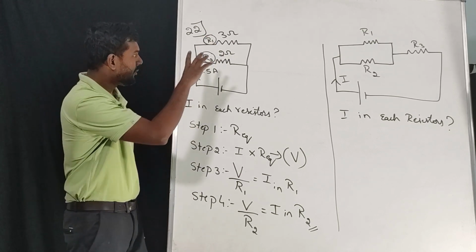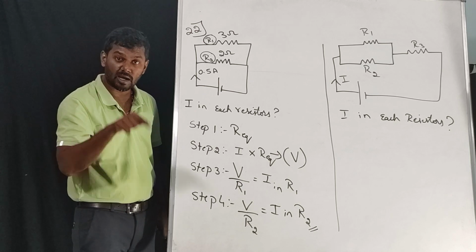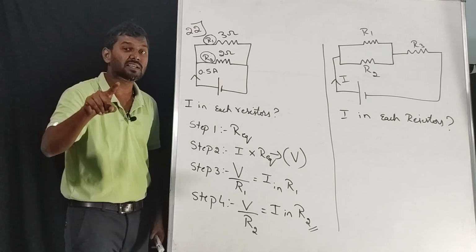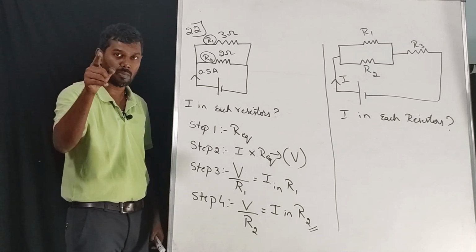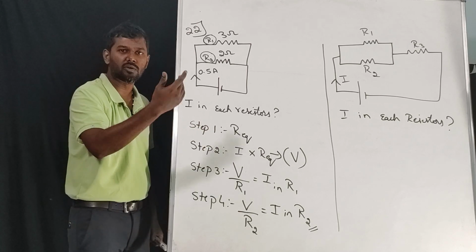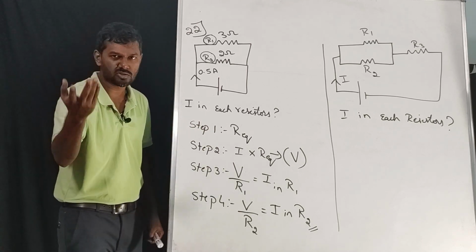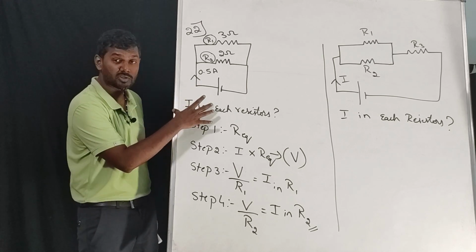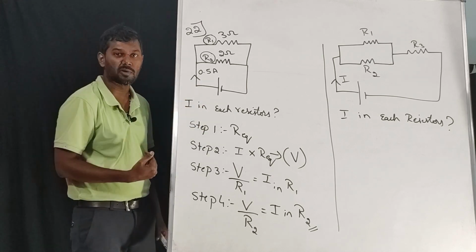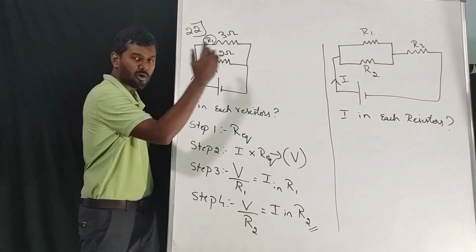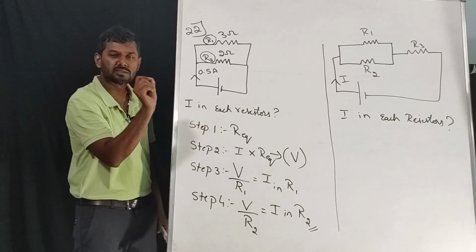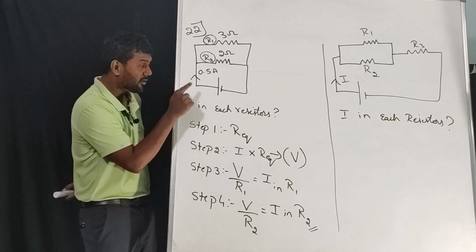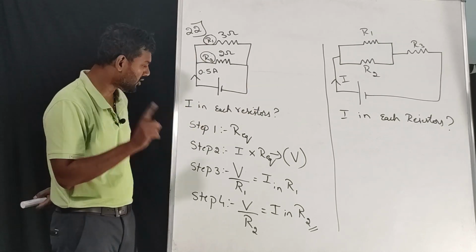Listen, in parallel connection they'll ask us to find current, in series connection they'll ask us to find voltage. Keep that in mind. So based on those questions, finding the voltage in series connection also we have done it. Listen, analyzing this question is very important because the same question we are going to do in a slightly different way. That key difference you need to understand.